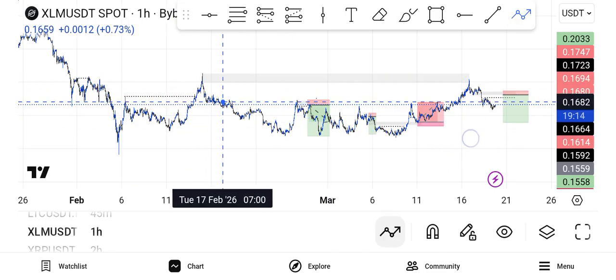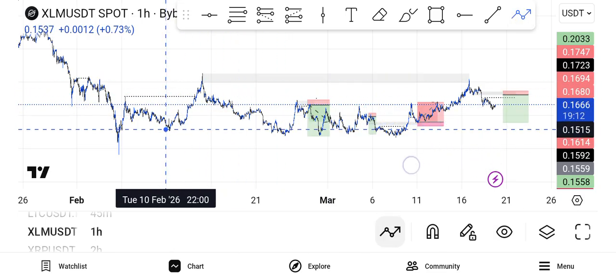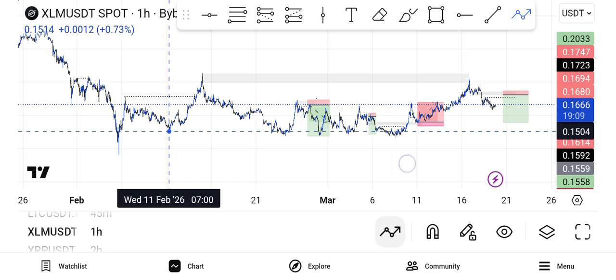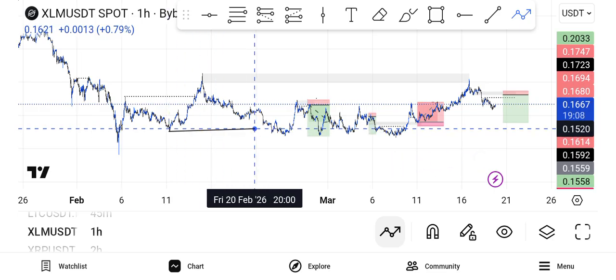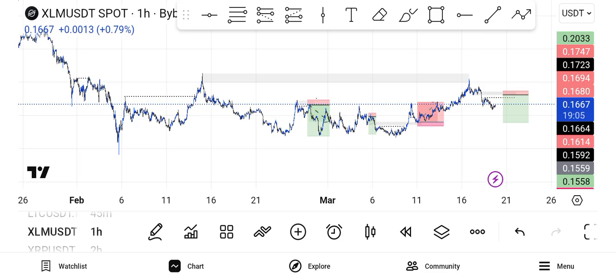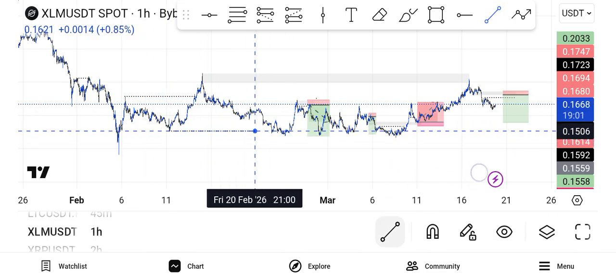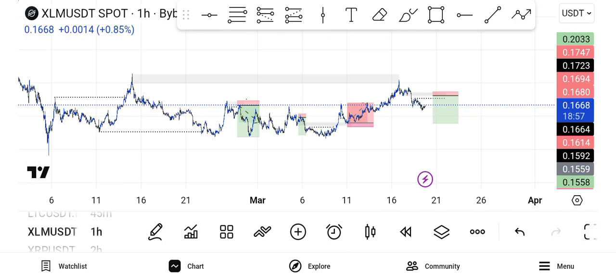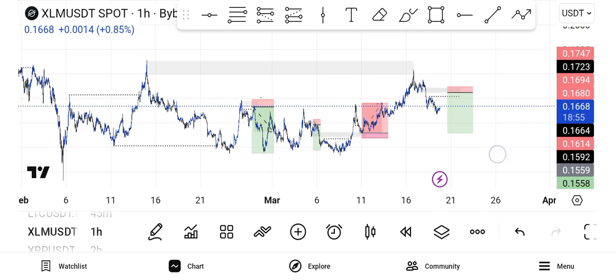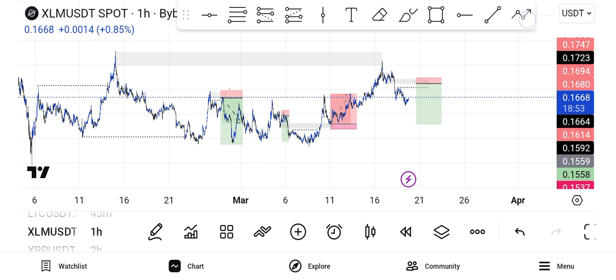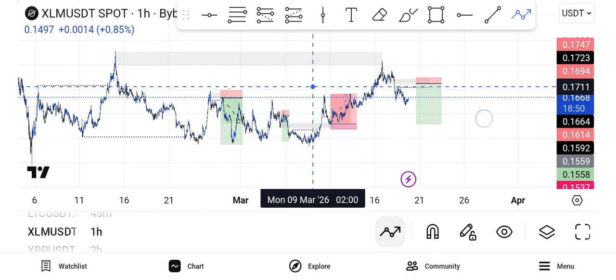Then it retraced all the way down. And as you can see, it now went below this level again. So let me mark that point out. It went all the way below this level over here. Now in this case, let me give you a textbook example.